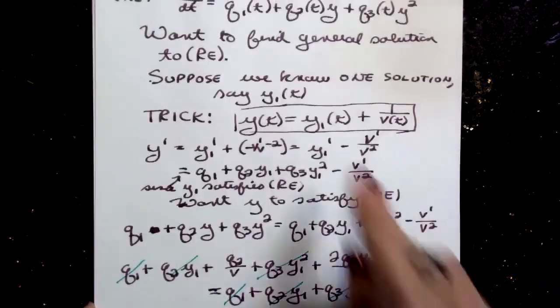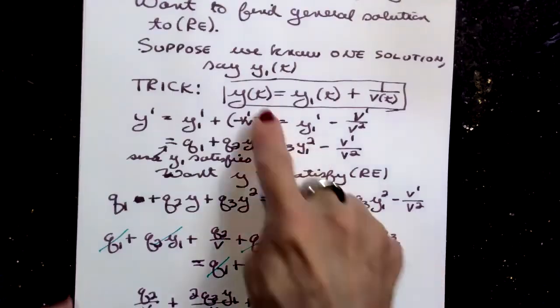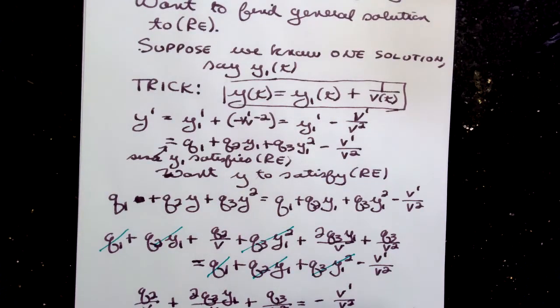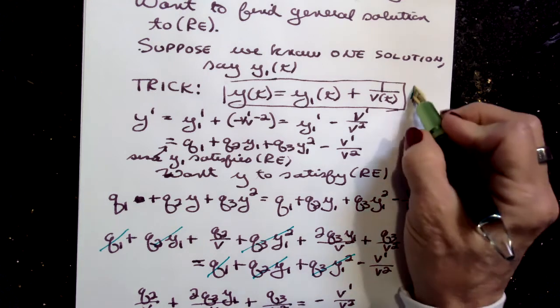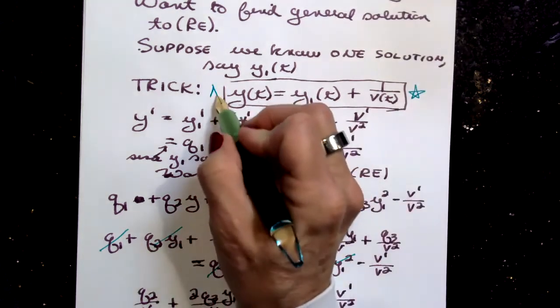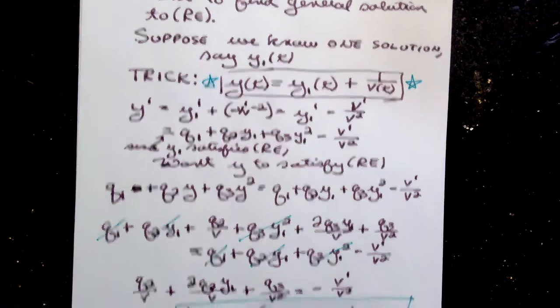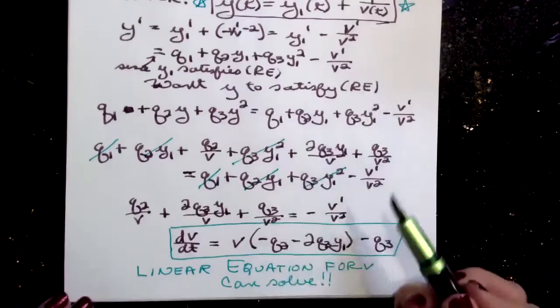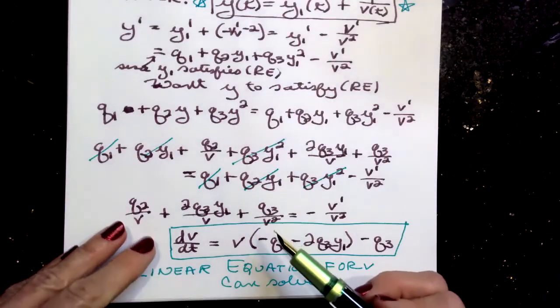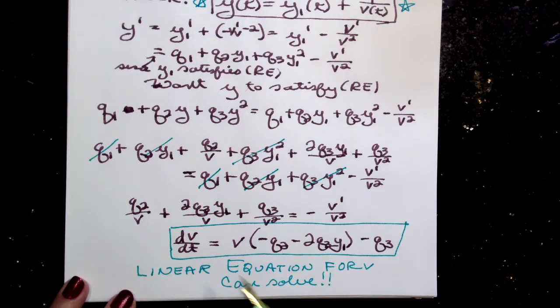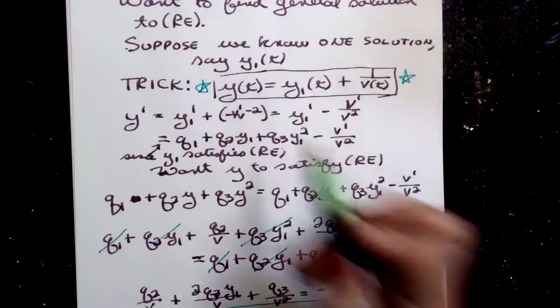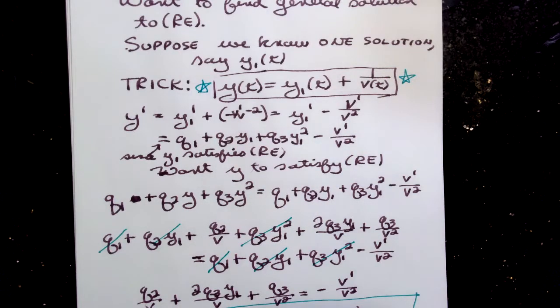But the catch is you need to know a solution to start with. Here's the trick. So this is the important thing to remember when you see a Riccati equation. Here's the trick you go for. Okay. And then with that trick, you can either go through the derivation or on these tests, you can use your notes. V has to satisfy dV dt is this equation. So you solve for V, and then you go back and you substitute in to get Y, the general solution.